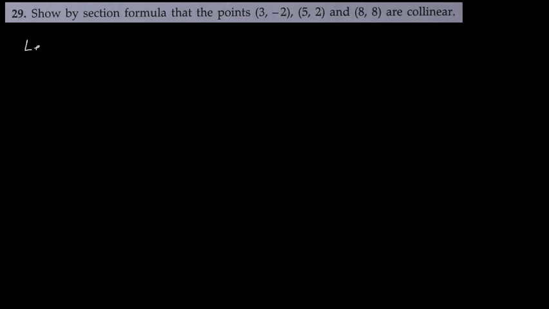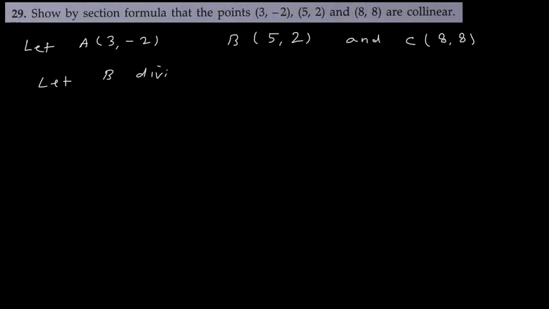So for this we will consider let A is (3, -2), B is (5, 2) and C is (8, 8). And I will say let B divide AC in ratio M1 ratio M2.